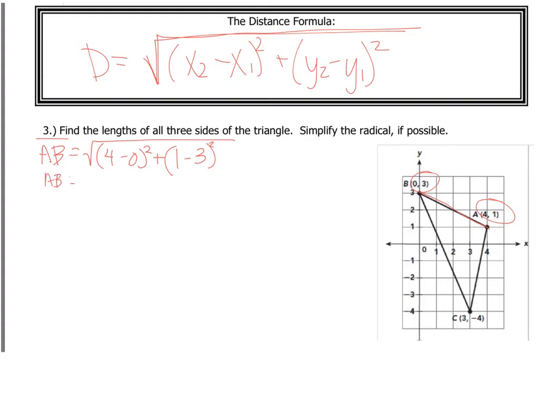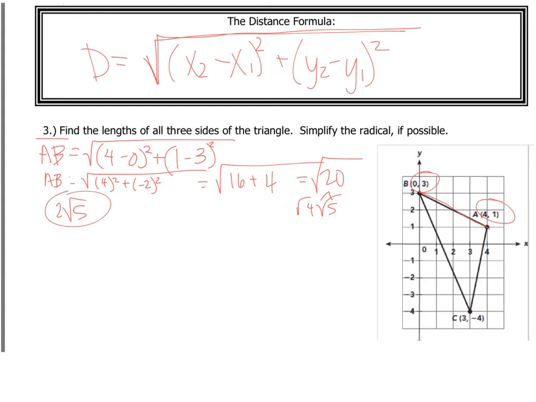AB equals square root of 4 squared plus negative 2 squared, which really becomes 16 plus 4, which really becomes the square root of 20. So now 20 is 4 and 5. So the square root of 4 is 2, square root 5. So there is the side length AB.